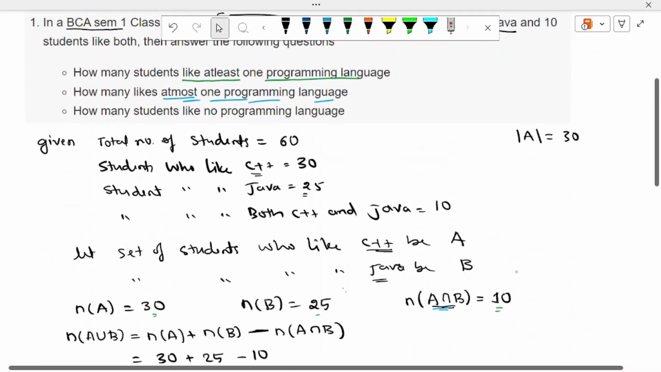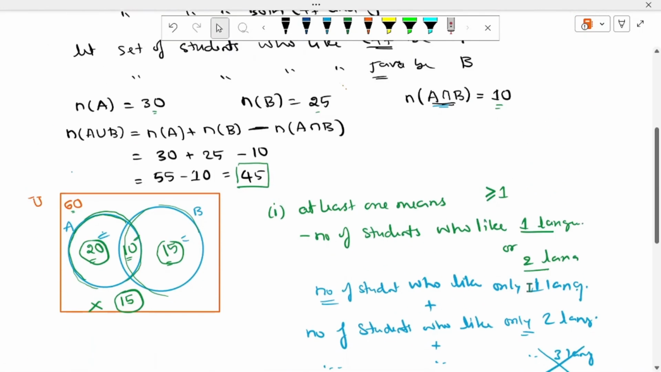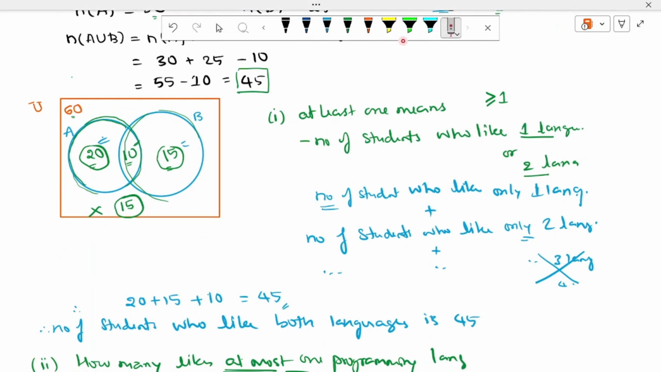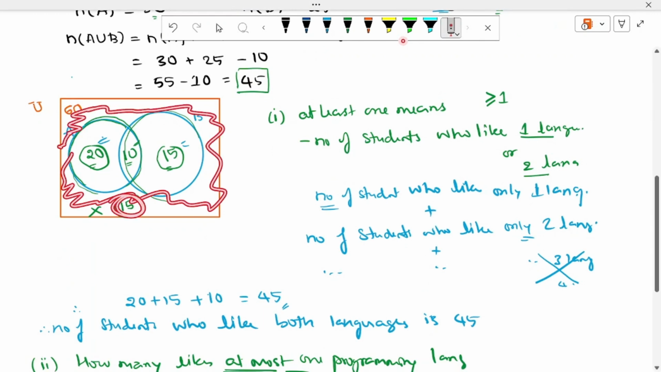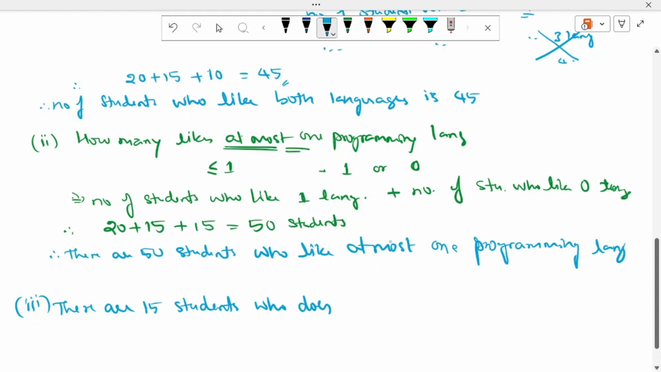Now coming to the last question. How many students like no programming languages? As you can see that we have found out here, this particular region is the number of students who do not like anything, and therefore we have got 15. Here directly you can say for question number 3, there are 15 students who do not like any programming language.